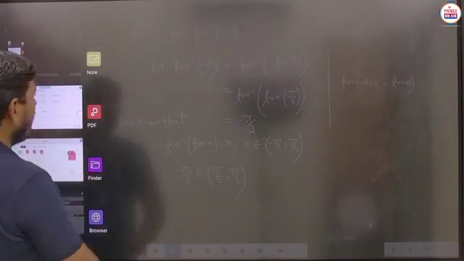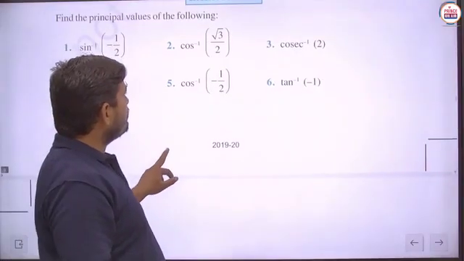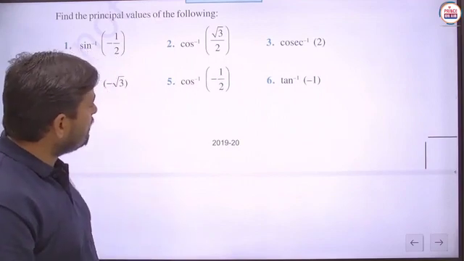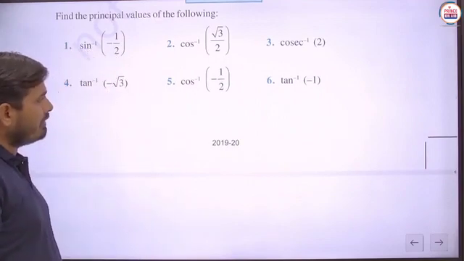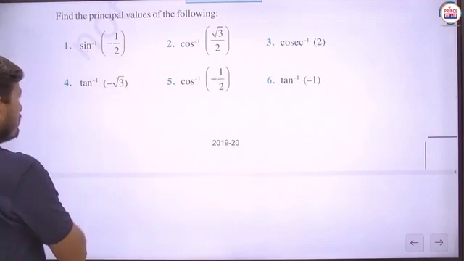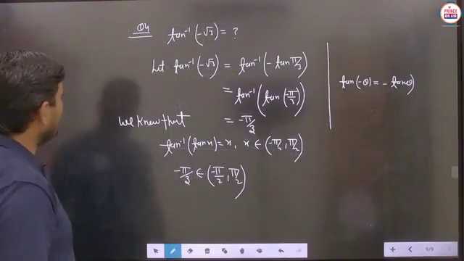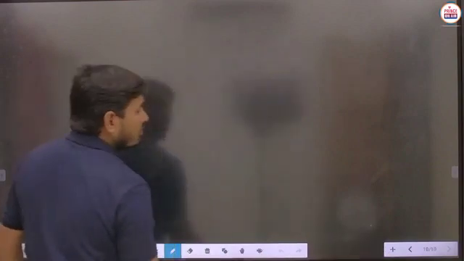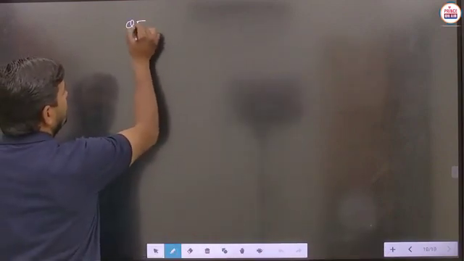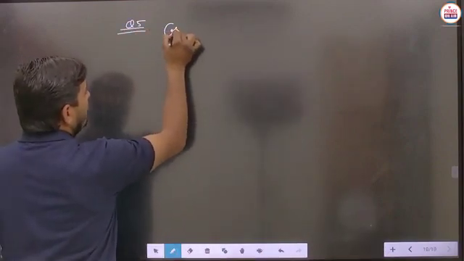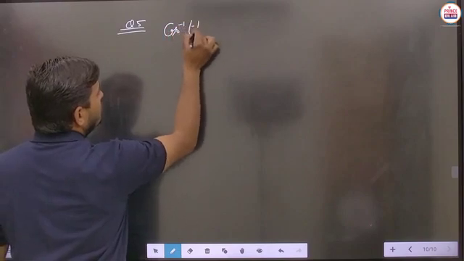Next, question number 5, you can see here. In this question number 5, cos inverse of minus 1 by 2 is to be evaluated. Cos inverse of minus 1 by 2. A very important question, student. Cos inverse of minus 1 by 2. Just we have to calculate the value of cos inverse of minus 1 by 2.